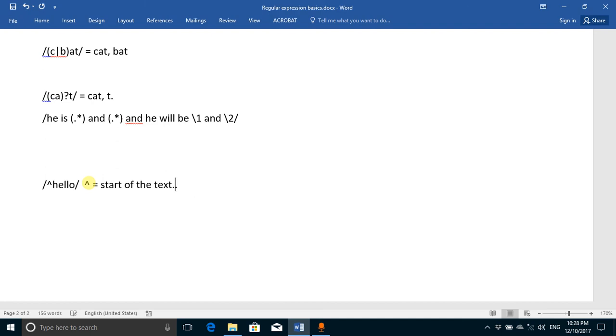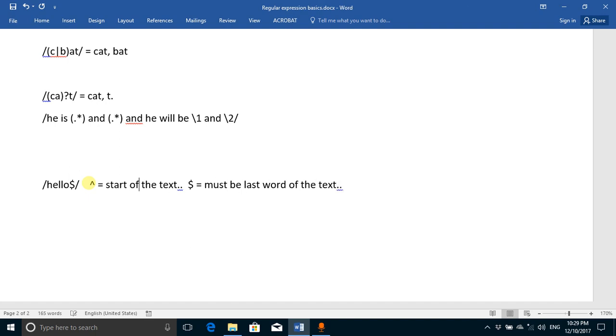And similarly, if I write $ sign here, now the regular expression would expect that hello must be the last word of the text. Must be the last word of the text.